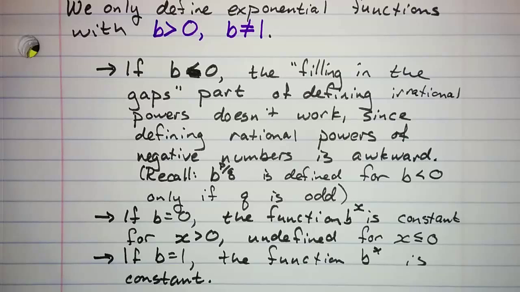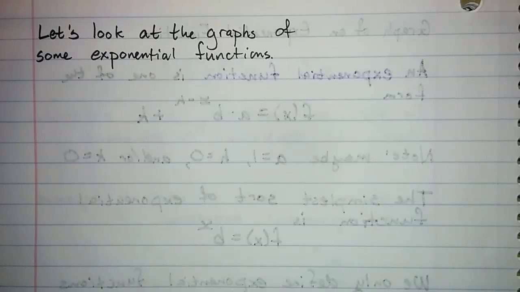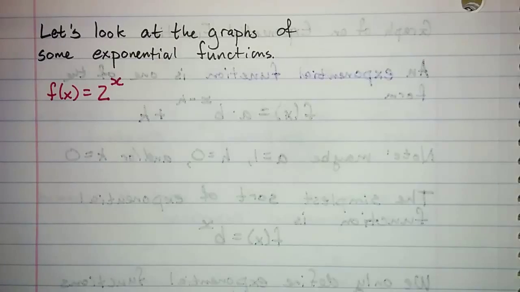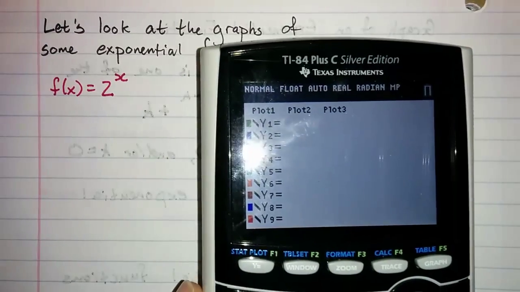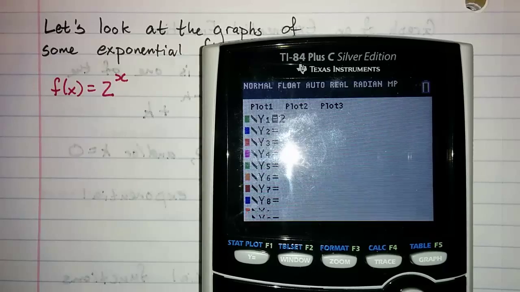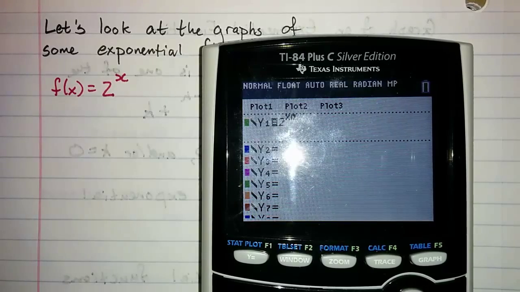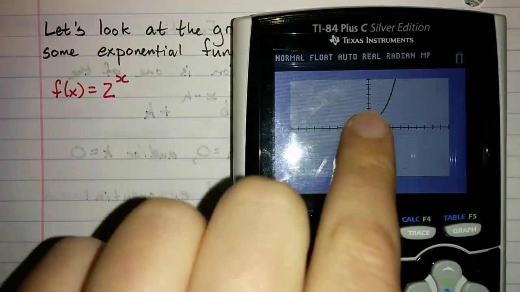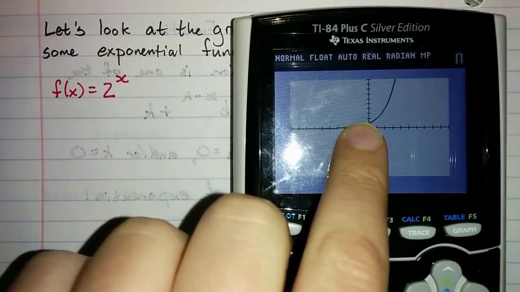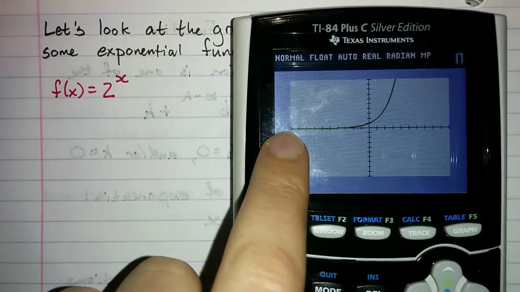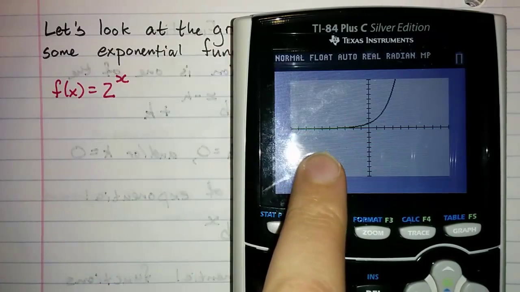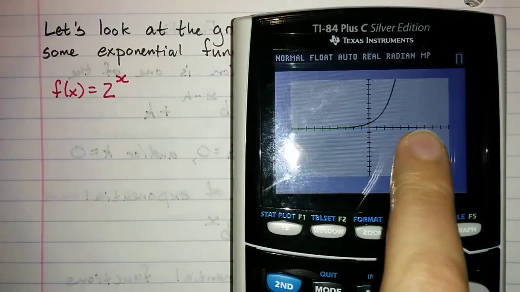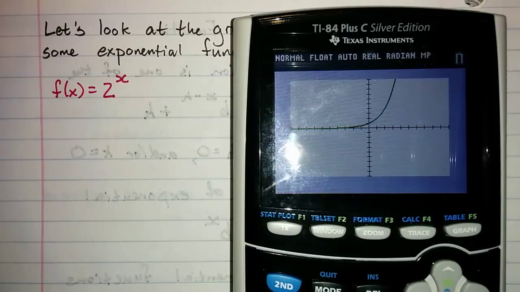Let's see what the graph of an exponential function looks like. We'll start with a very simple one. f of x is 2 to the x. I'm just going to put that into the calculator. 2 to the x graph. And we see a function that makes a nice curve increasing. Look at what it does off here to the left. It looks like maybe it's sitting in the x-axis. But let's think about that.